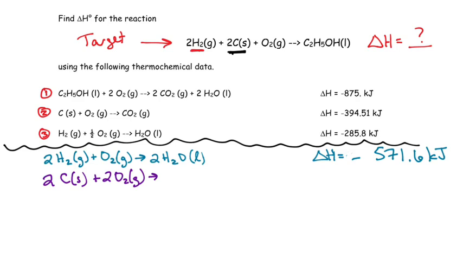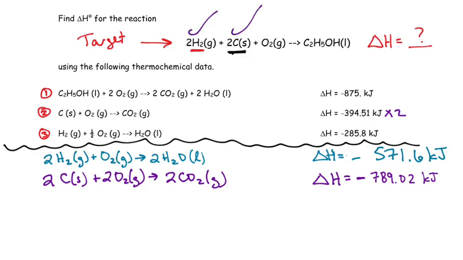I try to keep my arrow lined up best I can. Makes 2 CO2s. Now for my delta H for this one, I'm going to take the original one and I'm going to double it because I doubled everything. I'm going to leave the sign alone because I didn't flip anything. All right, so let's try that. Negative 394.51 times 2. Negative 789. All right, I took care of my hydrogens, took care of my carbons.